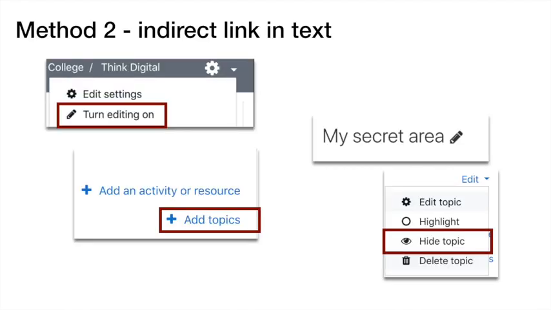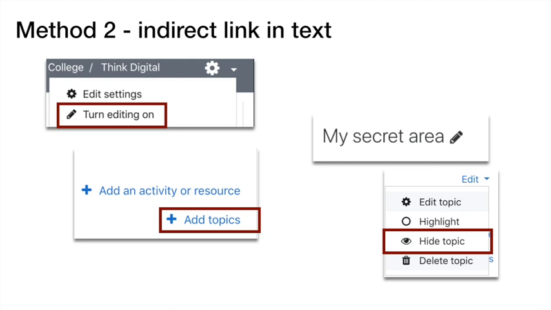Right, method two, the indirect link into text. So once again, go to that all-important turn editing on button or the cog, and you click that and the edit settings and turn editing on appears. So click turn editing on, go down to your topics area and click this time add topics. Okay, add topics, not add activity or resource just yet. So once you've done that, at the bottom of your VLE page you'll find the new topic. So give it a name.